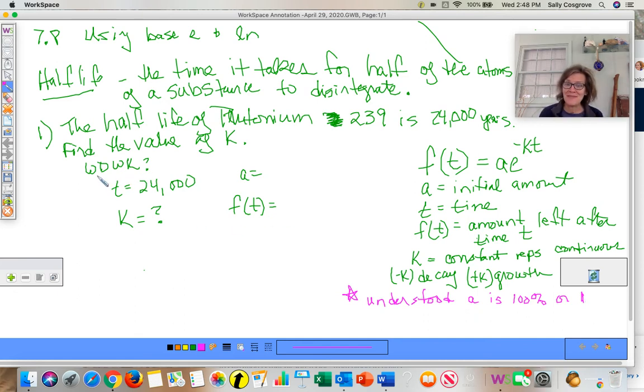After 1 half-life, how much was left? If I started with all of it, and I've had 1 half-life, how much is left? A half. Yeah. So when A is understood to be 1, then after 1 half-life, F of T is what? A half. Okay. So let's come back up here.